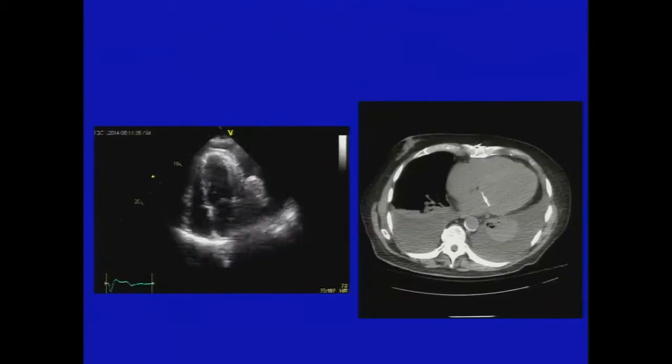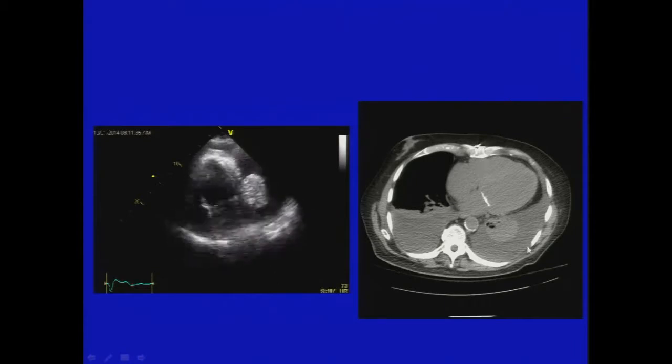So here's another mass. This mass is adjacent to the left ventricle and the left atrium, and it's moving independently. There's an associated large right pleural effusion. And we were a little confused on what this mass could be from its echocardiographic appearance. And it's important to realize that echocardiography can, in most cases, not tell you what the tissue histology of a mass is. So the CAT scan was very helpful in this patient.